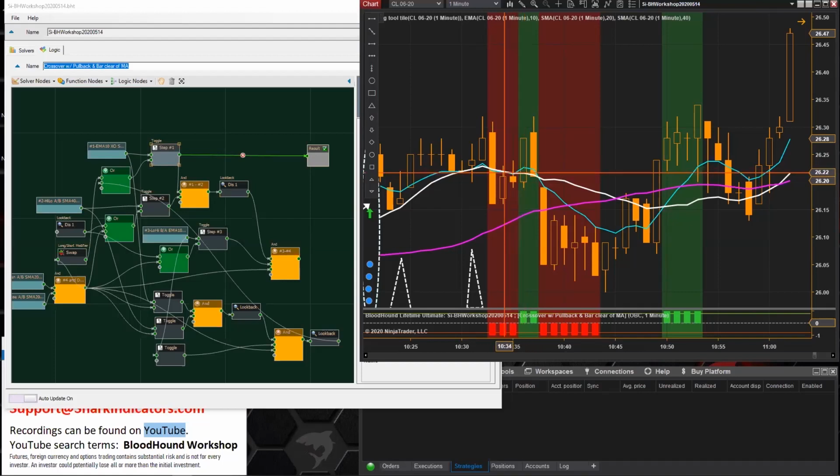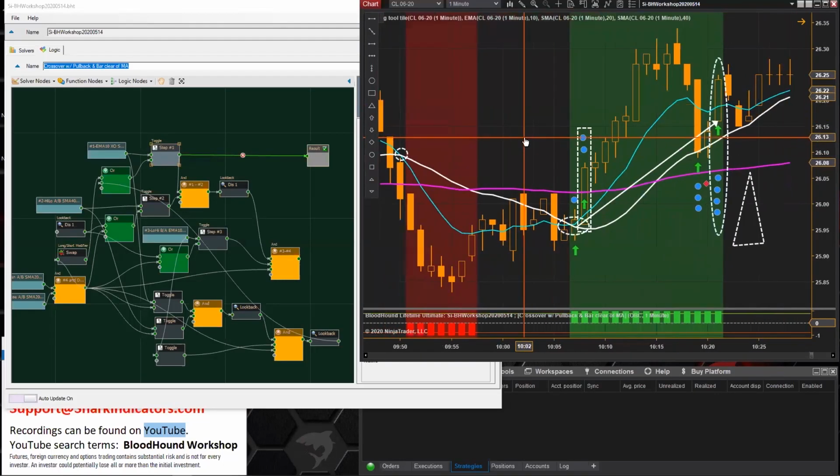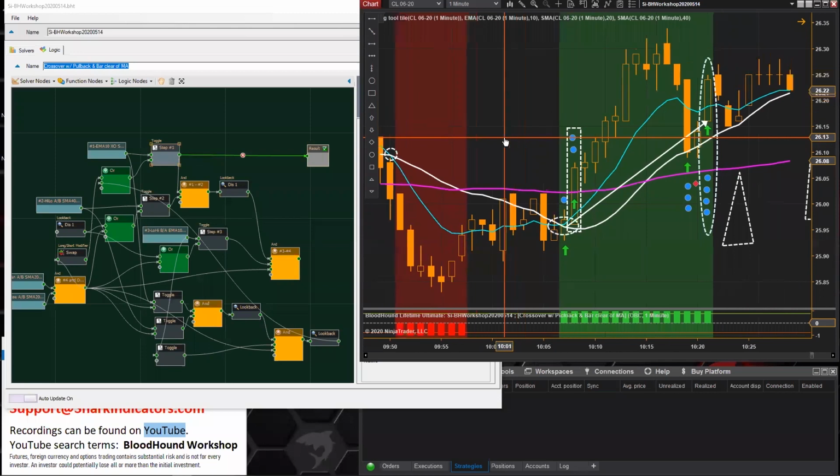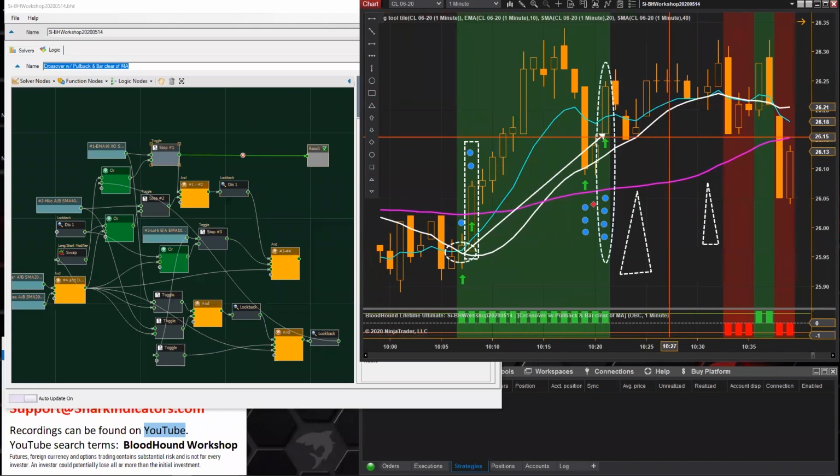So anyway, let's go back to here. Step one, and then we hold on to step one until we get to the signal mark, and then we turn basically step one off. So we turn the toggle node off, and we're not going to get any false signals back here.